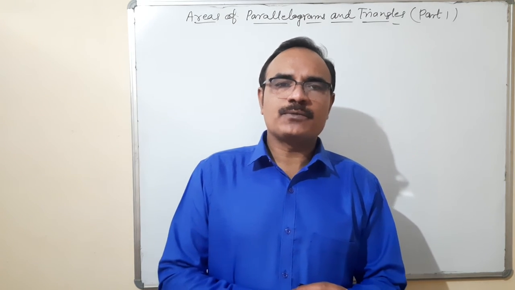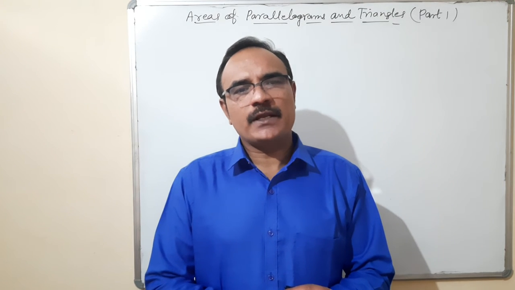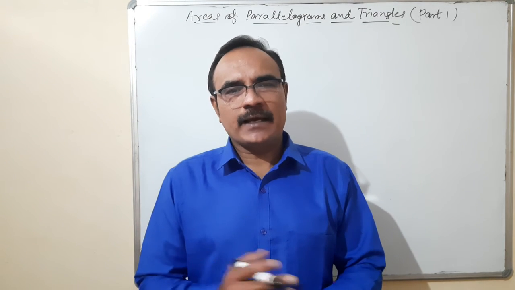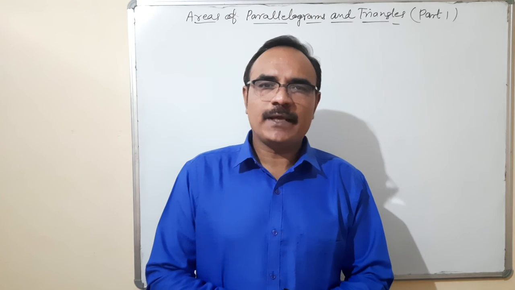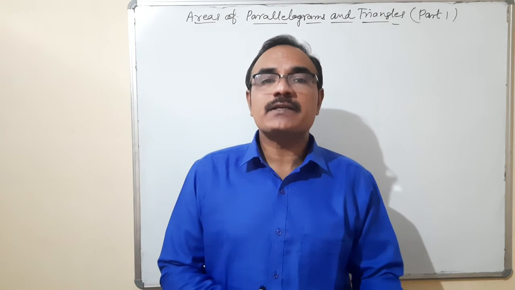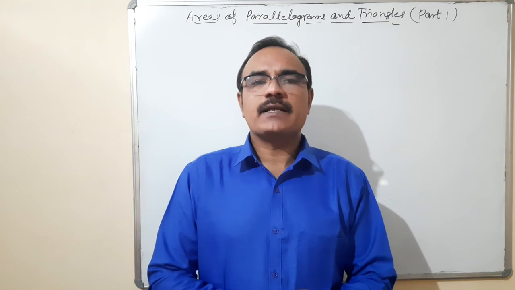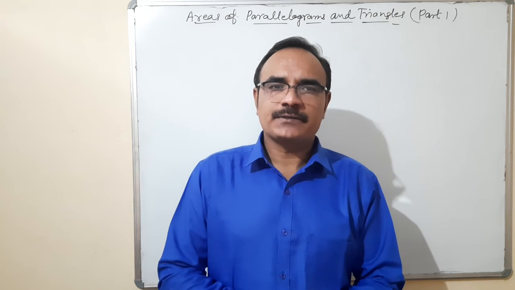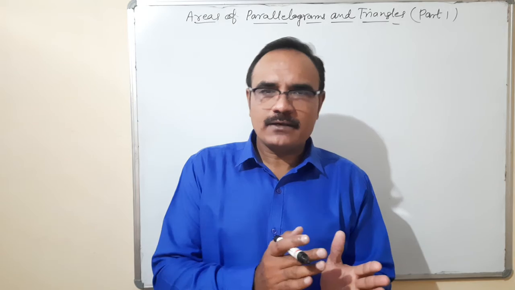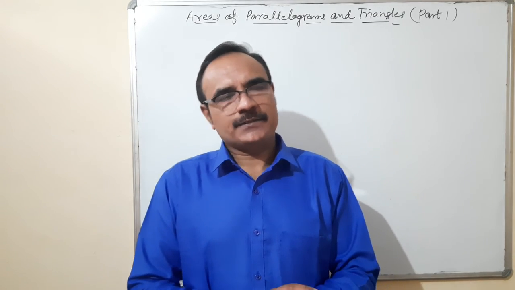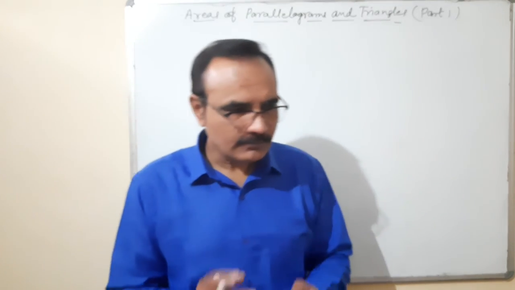Suppose we are going to prove that two or more figures are equal in areas, so we'll prove that they are congruent. Automatically they will be equal in areas. But vice versa is not true. If two triangles are equal in areas, it is not necessary that they are congruent. But if they are congruent, they must be equal in areas.